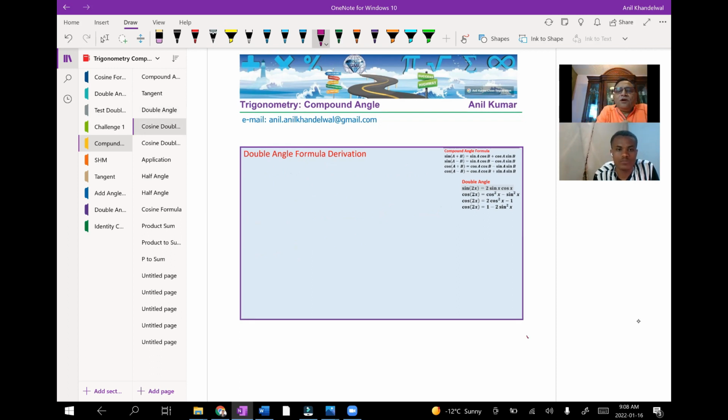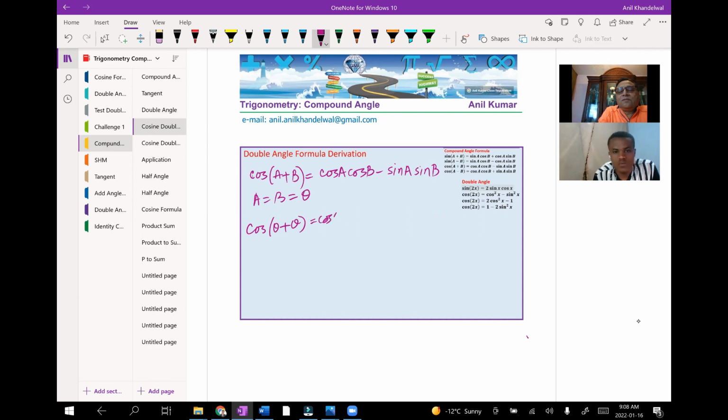So can you tell me how we are going to derive the formula for cos 2 theta? Well, we know that cos A plus B is cos A cos B minus sine A sine B. Perfect. What should I do next to get the double angle formula? A equals B. Replace A and B with theta. So we get cos of theta plus theta. Simple strategy, right?